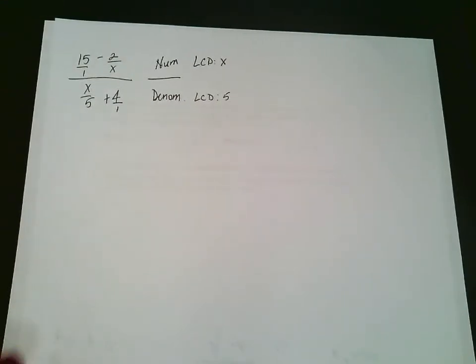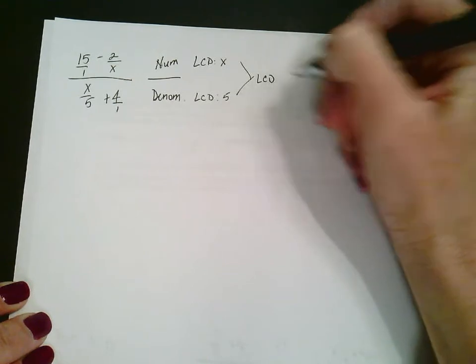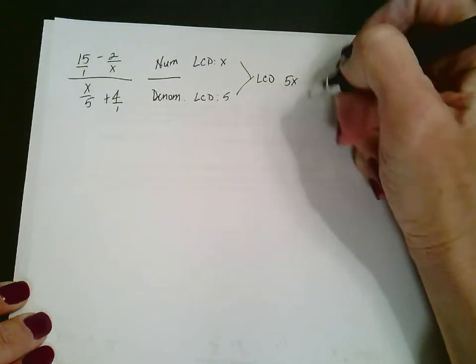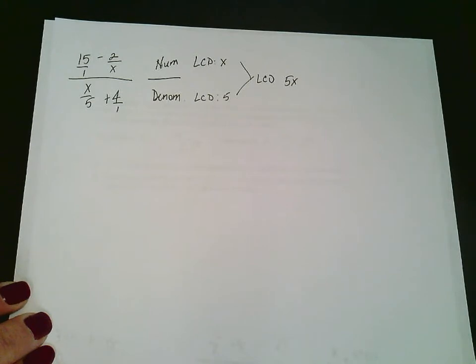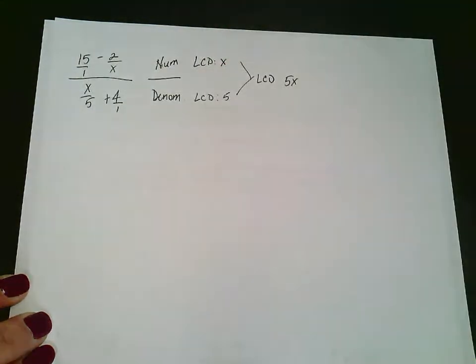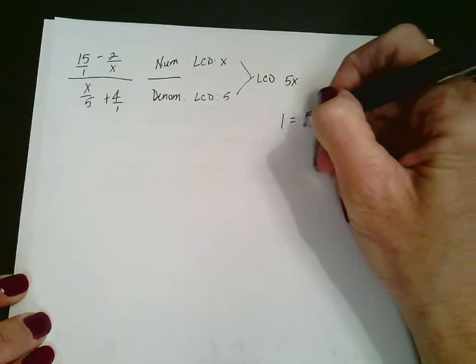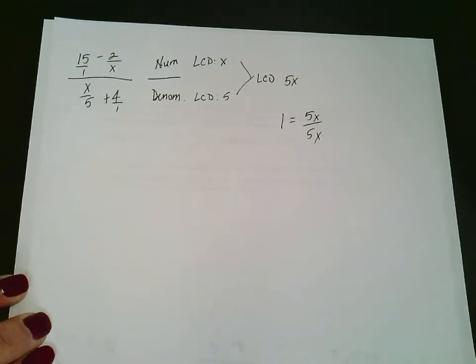Okay? And then you have to take the two lowest common denominators of numerator and denominator and find out what's common for them. So what's common from x and 5? 5x. There isn't anything else. Okay, so we're going to take that 5x and make it into a stealth 1 so that we can multiply by the top and bottom of this complex fraction. So we've identified the common denominator, 5x. We're going to write it as 1 so that we can use it to multiply by our complex fraction.